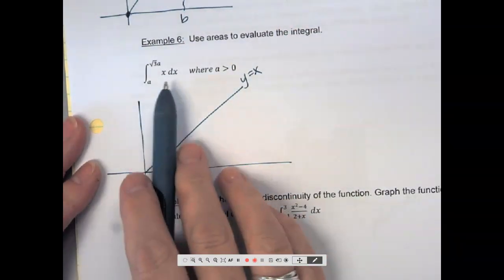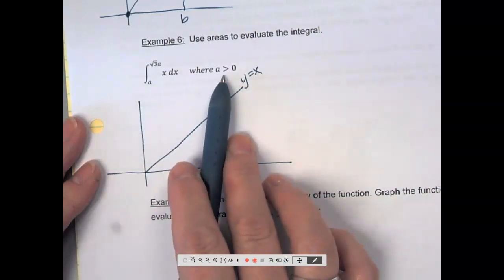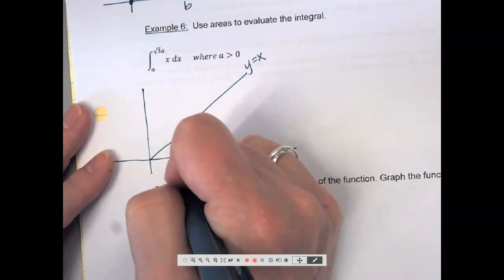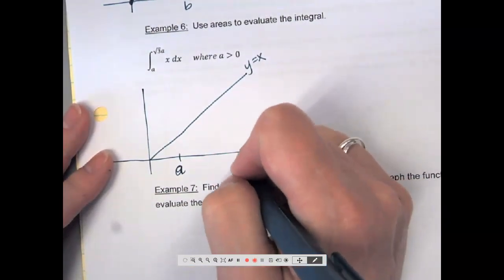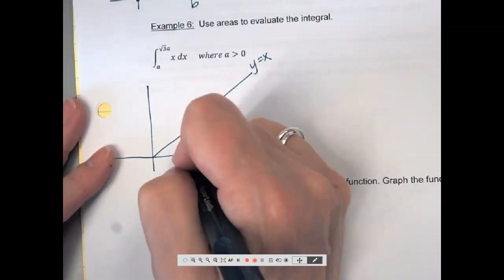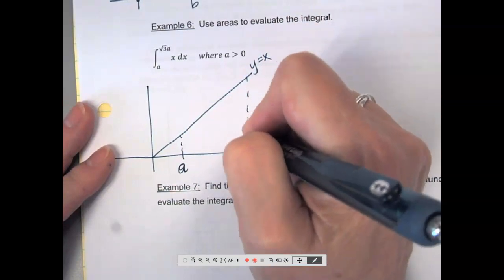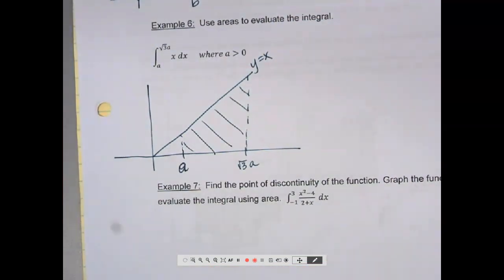Oh, I'm going from a to square root of 3a, but a is bigger than 0. So here's a somewhere down there, and here's square root of 3a. Square root of 3 times a, not square root of 3. Correct. The square root of 3 is in front of a. Okay, so it is a trapezoid.